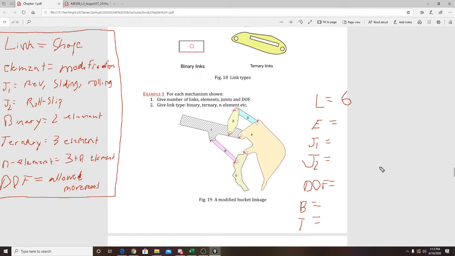Now, let's skip elements for now. Let's go to J1 and J2. So how many J1 joints do we have? Which are, as we said over here, revolute, sliding, and rolling contact. So how many of those do we have for this question?